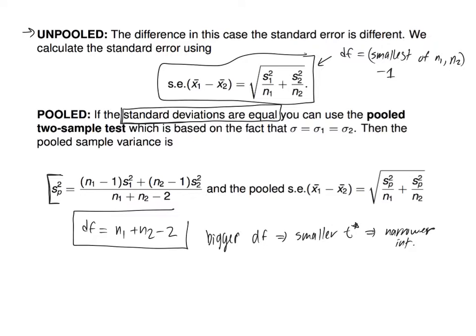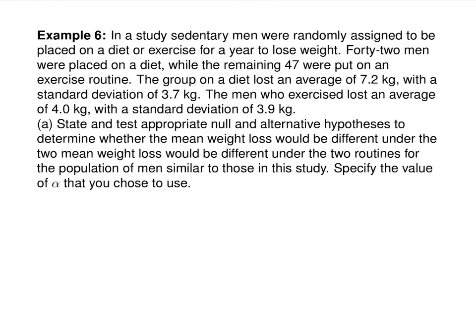So let's do an example of a hypothesis test. In a study, sedentary men were randomly assigned to be placed on a diet or exercise for a year to lose weight. 42 men were placed on a diet, so that's our N1. And the remaining 47 were put on an exercise routine. The group on a diet lost an average of 7.2 kilograms with a standard deviation of 3.7. The men who exercised lost an average of 4 kilograms with a standard deviation of 3.9.